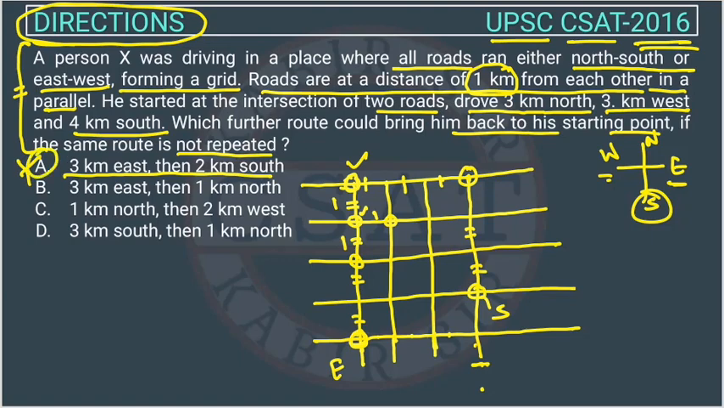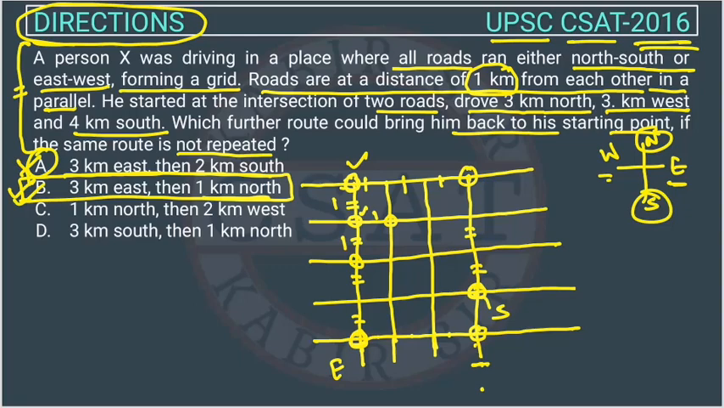Now we will check option B. 3 km east will reach here, right? And then 1 km north. So 1 km north, he will go upside, right? So here, because this side is north, he will reach the starting point. So option B is correct, right? So option B will be the answer, right?